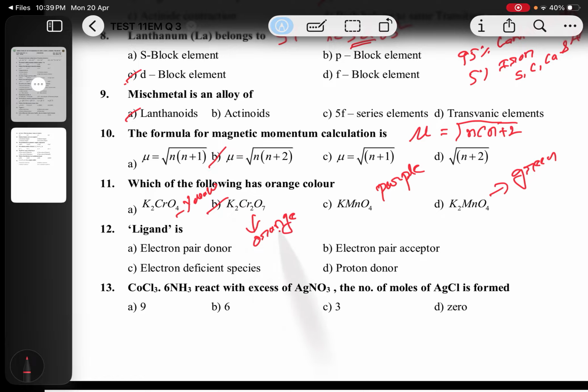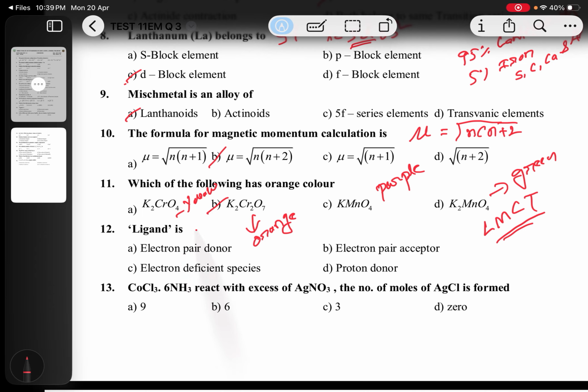It exhibits orange color. It is not due to d-d transition because the oxidation state of chromium is +6, so it does not contain any unpaired electrons in d orbital. Even though it exhibits orange color, this is mainly due to charge transfer spectra, that is ligand to metal charge transfer spectra.